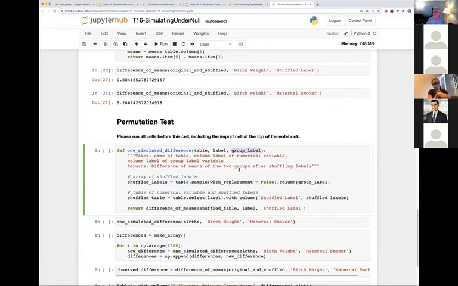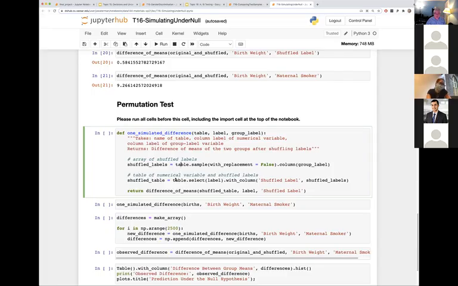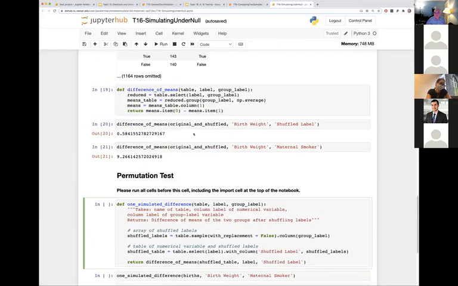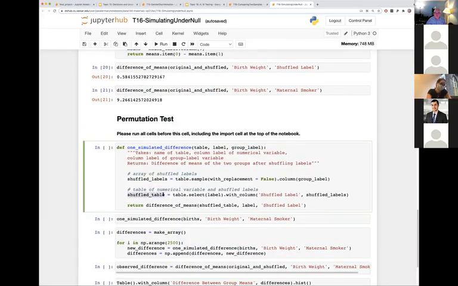But what this is going to do is take our table and do the shuffling for us. So this is going to do two things. It's going to do the shuffling and computing the statistic for us, and it's going to return one statistic of a shuffled table. Here we're doing the shuffle, getting the shuffled table, and then calling our helper function difference of means on our newly shuffled table. So every time we call this function, we're going to create a new shuffled table and then compute the statistic on it. And so this is going to be one trial of our simulation.